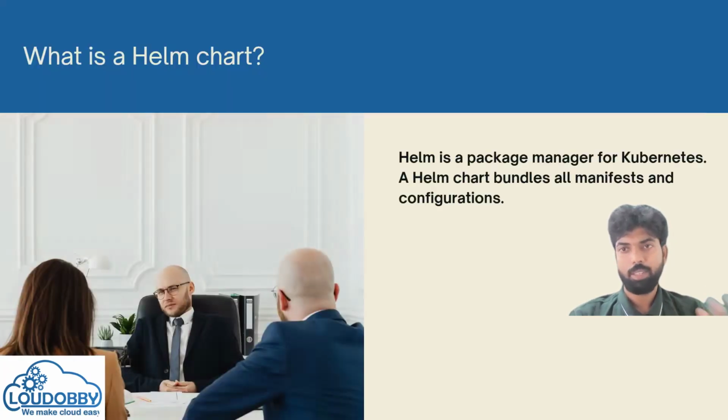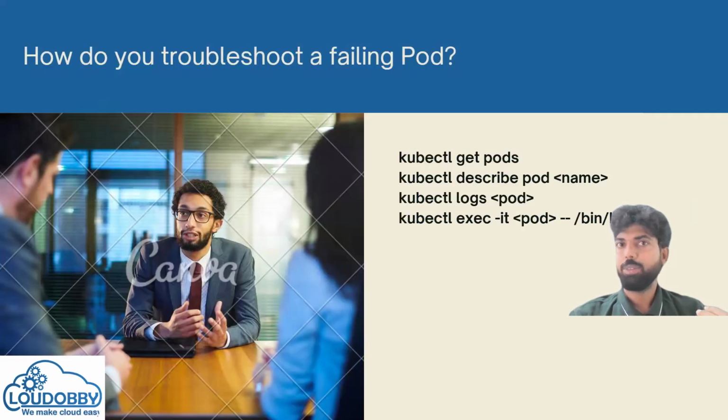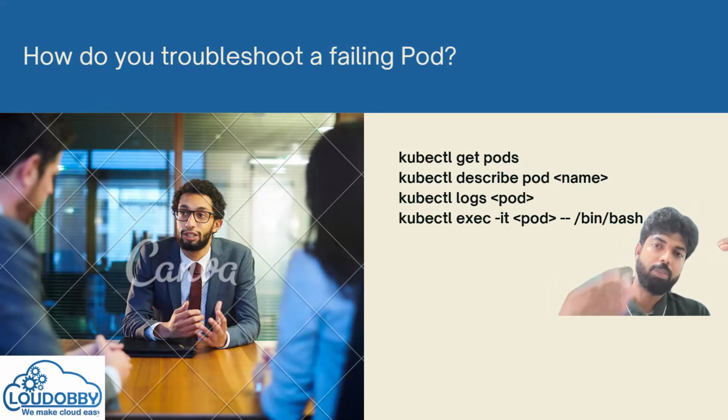What is Helm chart? Again, we have already discussed. It is a repeating question. How do you troubleshoot failing pods? These are some CLI commands you have to know. kubectl get pods will give all the running pods. kubectl describe pod will give the details of why the pod failed, and it will show the events. kubectl logs.